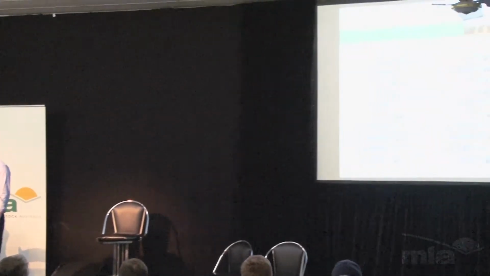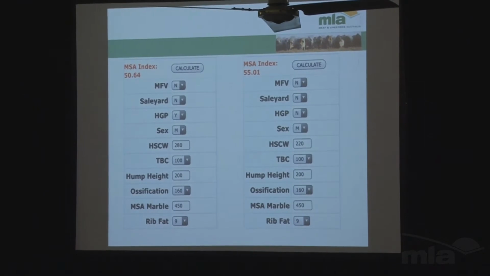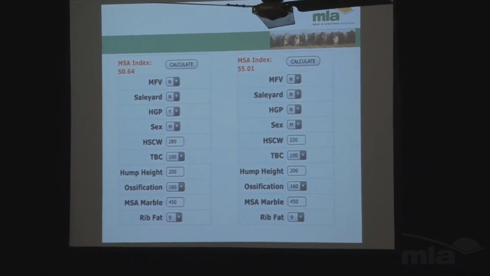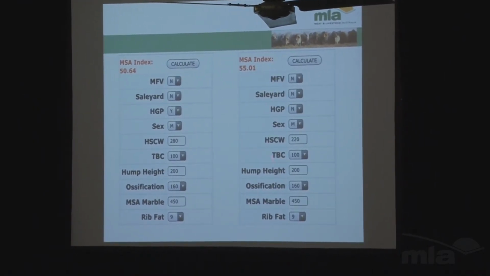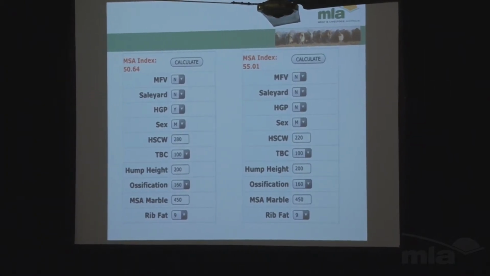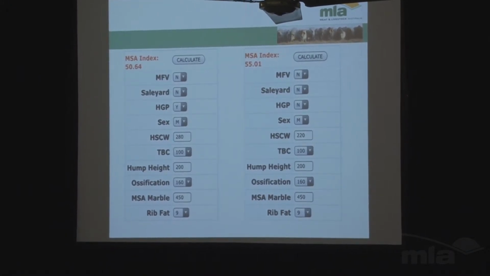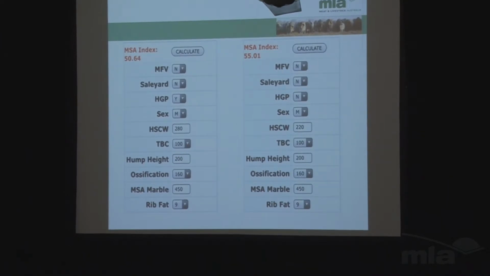So this is our standalone calculator here, and I've just got an example of 2 different bodies. So we've got a HGP treated animal, average hot standard carcass weight of 280. We've got tropical breed content 100%, 200 hump height, ossification 160, marbling 450. And as you can see, that second body, I've removed the HGP and I've taken the hot standard carcass weight down, and we can still see that there is quite an effective difference between those 2 animals. Now, I'm not saying that's the only effect they'll have, but there is a significant difference there.